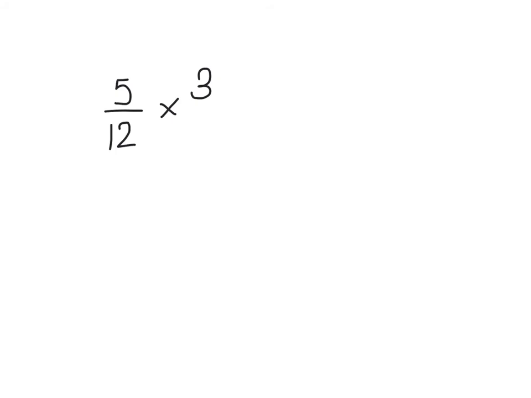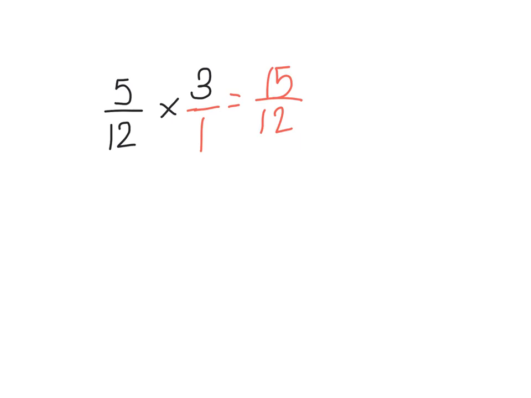5/12 times 3. You can draw a model, or you can just solve. If I were going to draw a model, I would draw 3 items, maybe like pies or pizzas, that have 12 pieces in them with 5 shaded, just like we just did with the pies. I can also just do the work straight across. 5 times 3 is 15, and 12 times 1 is 12.